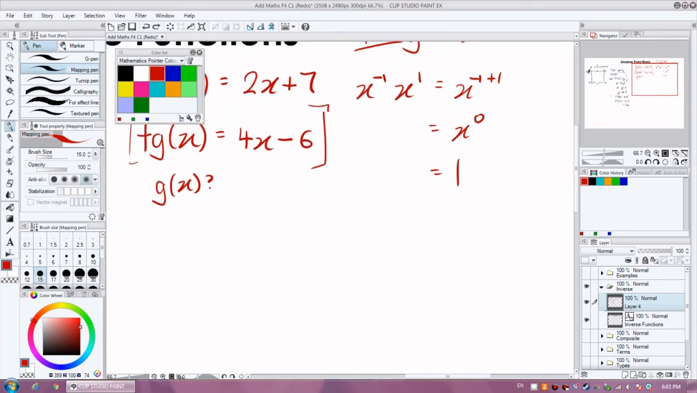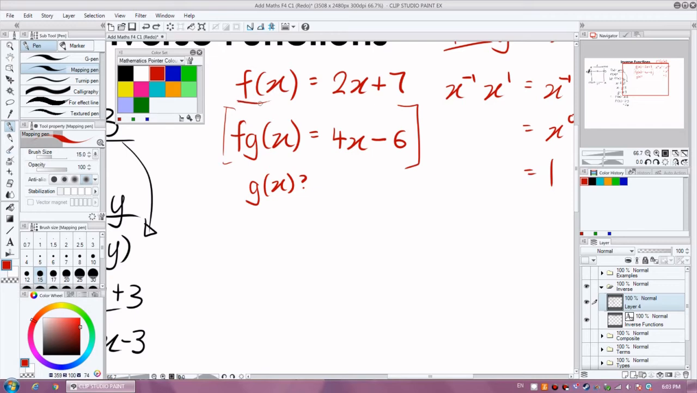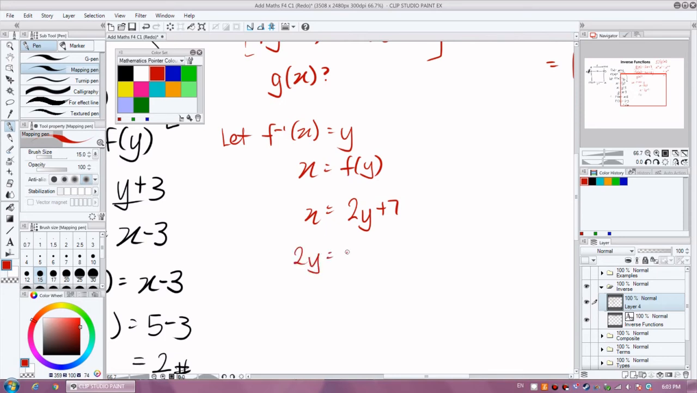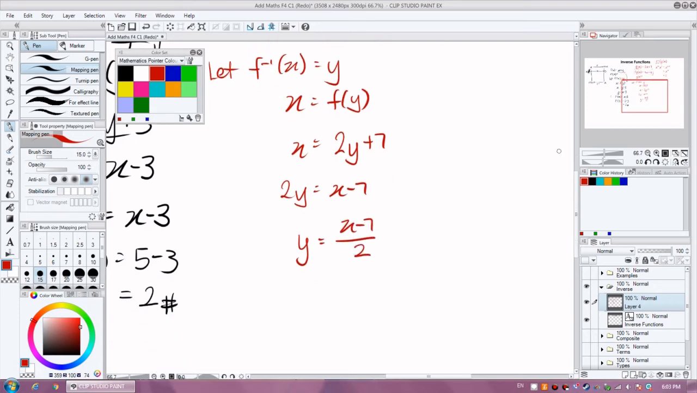So with all of that noted, now let's find the inverse function of f(x) first. Let f⁻¹(x) equal y, so x equals the function of y. Subbing x with y, x equals 2y plus 7, then 2y equals x minus 7, y equals (x minus 7) over 2. That means f⁻¹(x) equals (x minus 7) over 2.